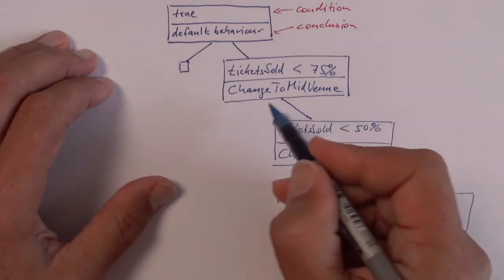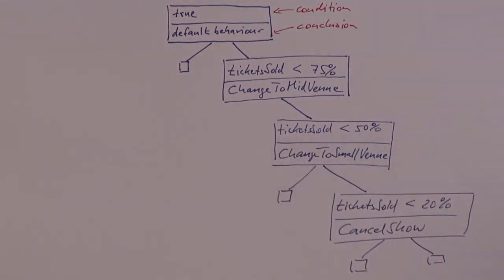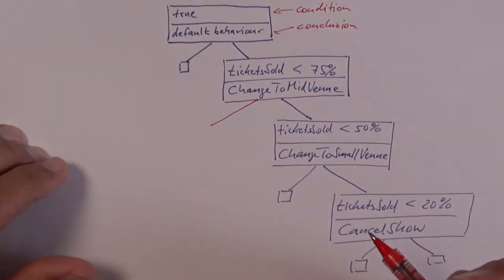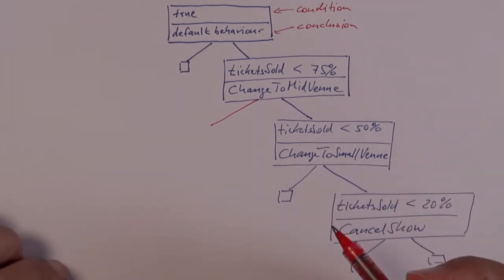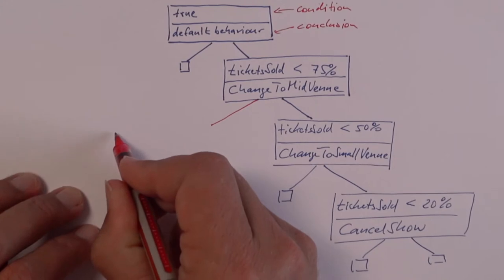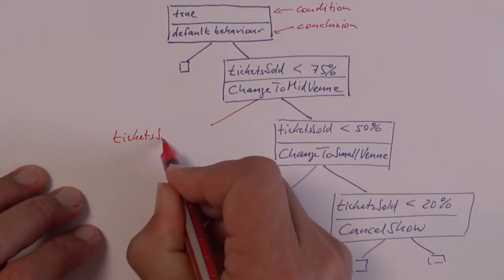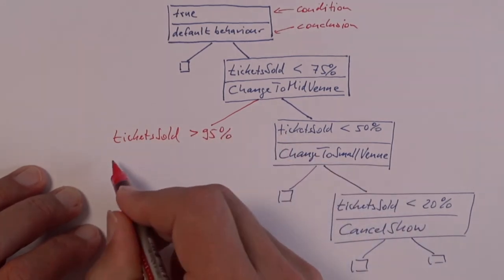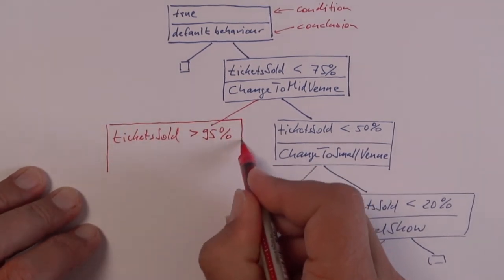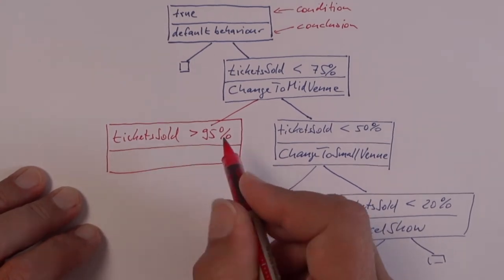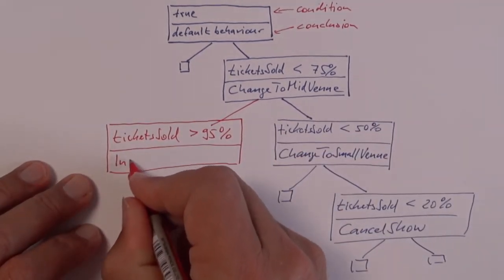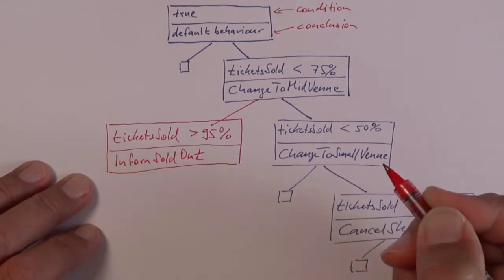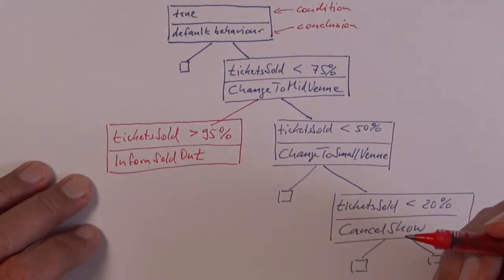And just for the sake of generality, I want to show you that it's also possible to extend the tree by nodes on the left-hand side. So for example, we could say that if tickets sold is greater than 95%, then we inform about the fact that everything is sold out, something like a press information.